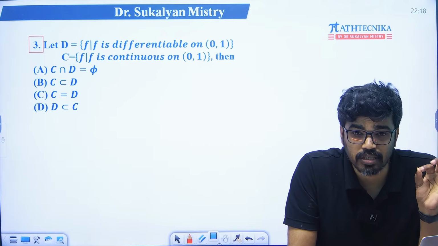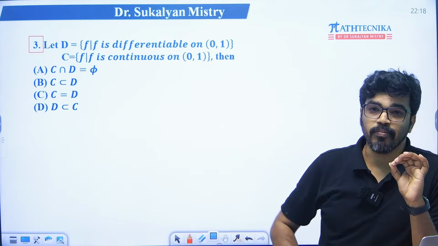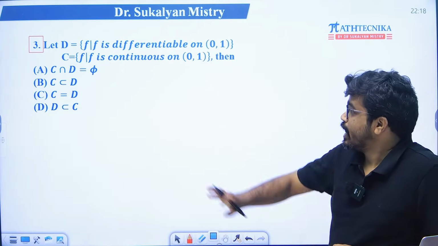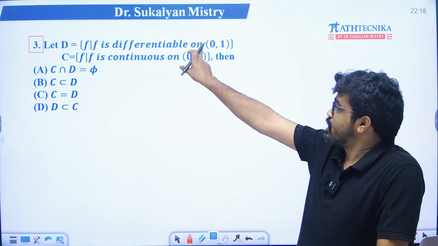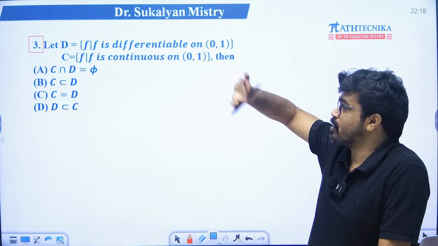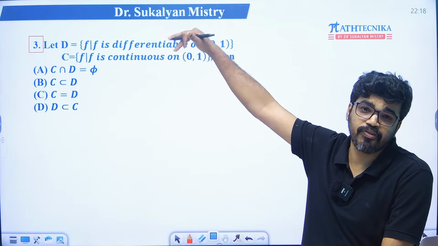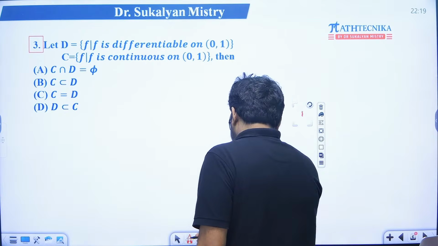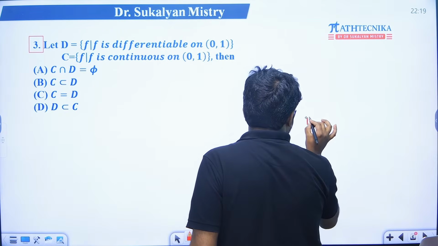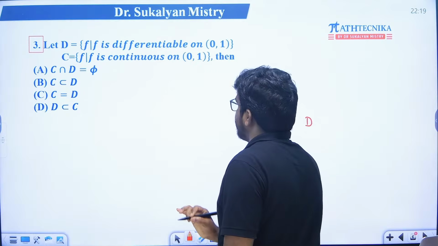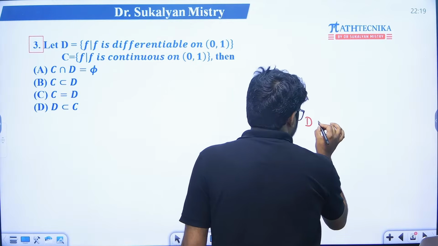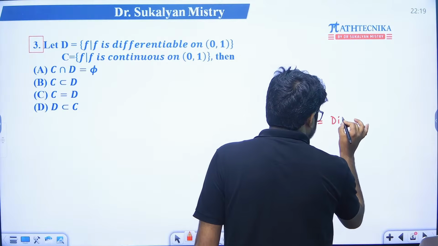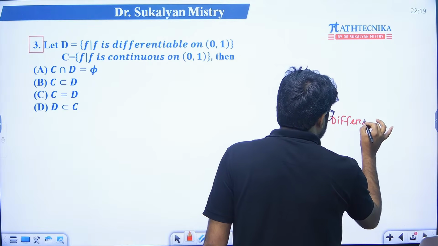So apply this concept to solve this problem. What is given here? Here it is given that f is differentiable on the open interval (0, 1), that is f is a differentiable function. What has D denoted? Here D is the set of all differentiable functions. D is the set of all differentiable functions, that is D denotes differentiability, right?